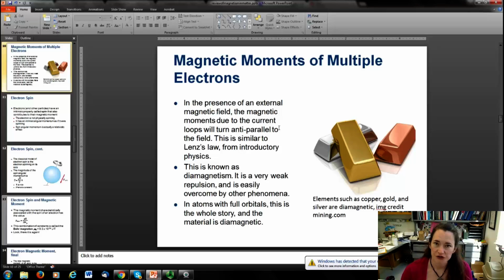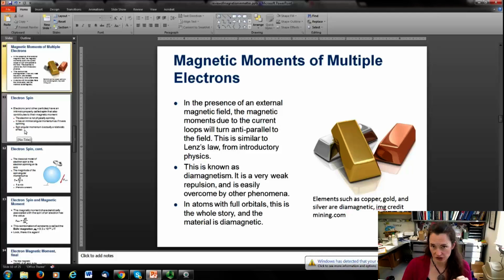So if there's anything else going on in the material, like it's a ferromagnet or even a paramagnet, magnetic material, which we'll get to in a minute, then the diamagnetism is so weak that it just goes away and it's dominated. But in atoms with full orbitals, this is the whole story, and the material is diamagnetic. Some examples of diamagnetic materials are elements like copper, gold, and silver, shown here in the image.